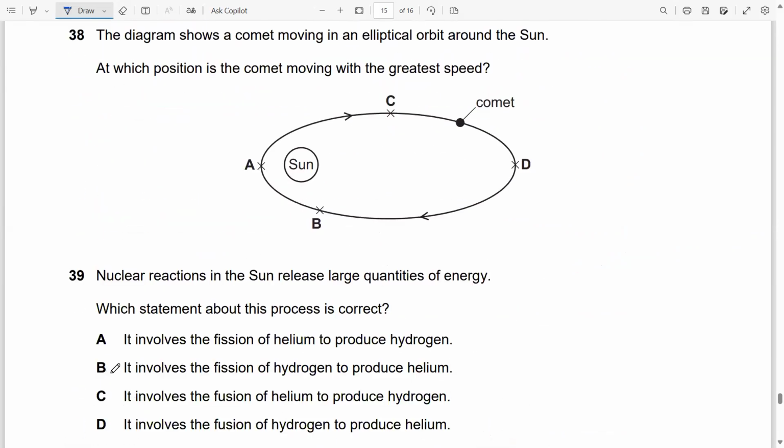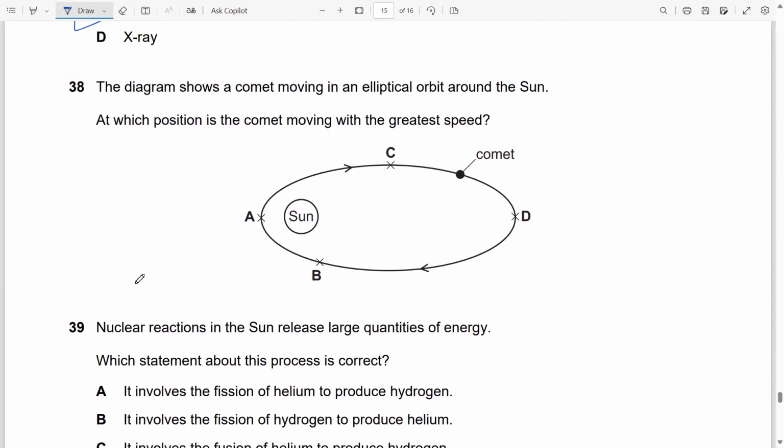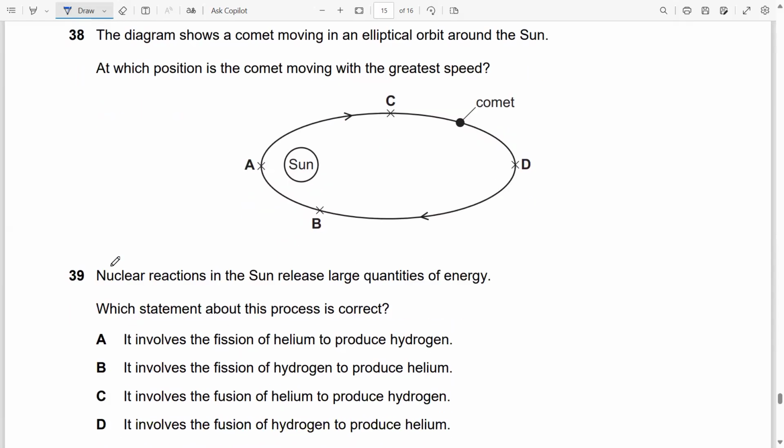Question 38. The diagram shows a comet moving in an elliptical orbit around the sun. At which position is the comet moving with the greater speed? We know that when the comet is near the sun, the sun will attract it with more force and it will move with greater speed. So option A is correct.